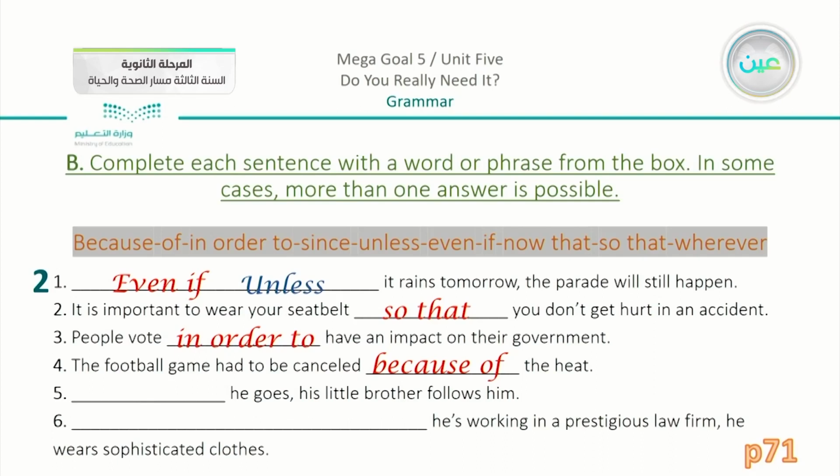Number 5, we have a blank at the very beginning. He goes, his little brother follows him. So we're talking about a place here, because there is something about going to this place and following. So here we can see that the suitable one is going to be wherever.